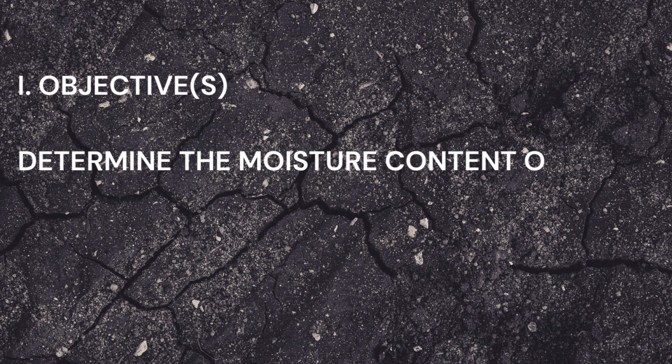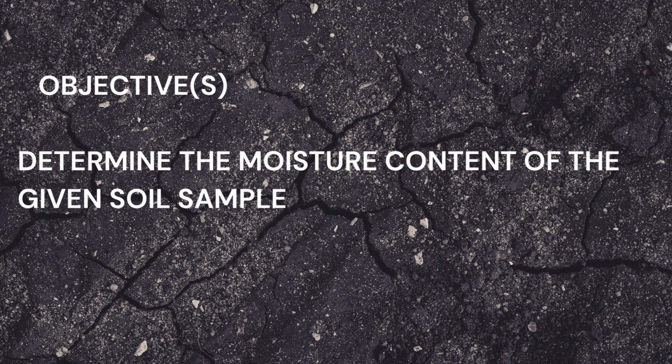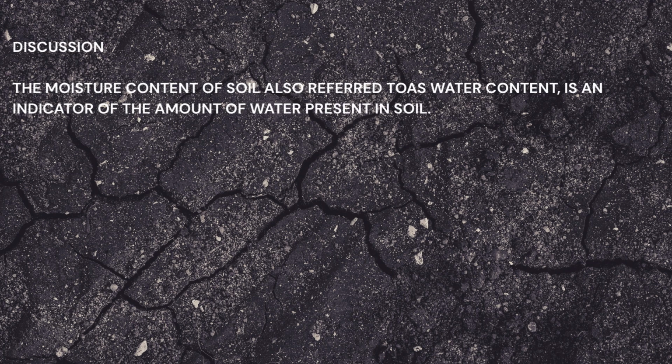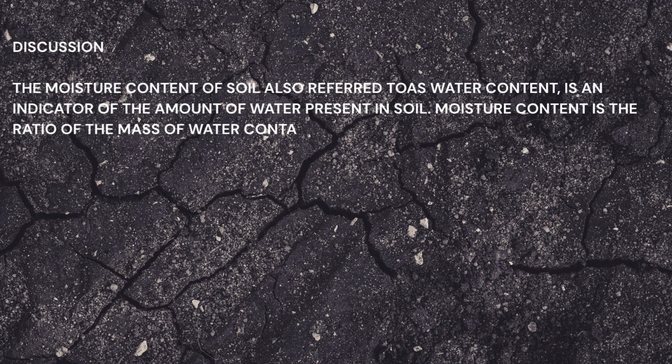Determine the moisture content of the given soil sample. The moisture content of soil, also referred to as water content, is an indicator of the amount of water present in soil. Moisture content is the ratio of the mass of water contained in the pore spaces of soil to the solid mass of particles in that material, expressed as a percentage.